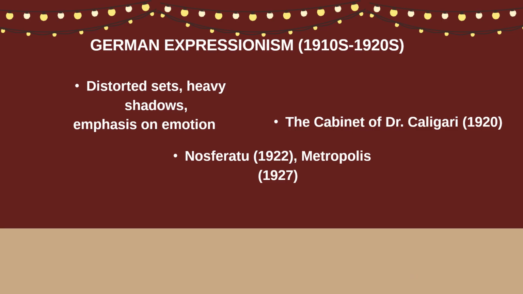Next is the German Expressionism. A little bit difference is there for German Expressionism, that they are giving much importance to human emotions. As the name suggests, Expressionism, human emotions are expressed in a very great way with distorted sets and heavy shadows especially. Some examples for this movement are The Cabinet of Dr. Caligari, which was released during 1920, Nosferatu, which was released in 1922, Metropolis, which was released in 1927.